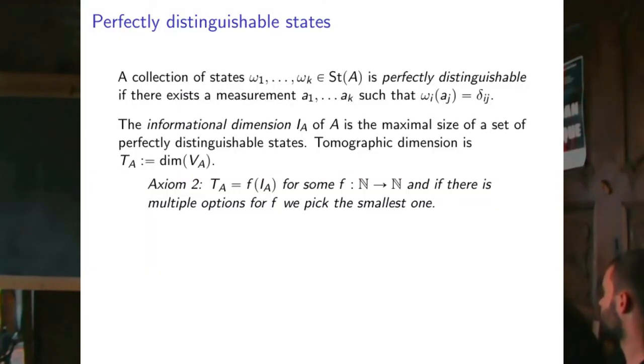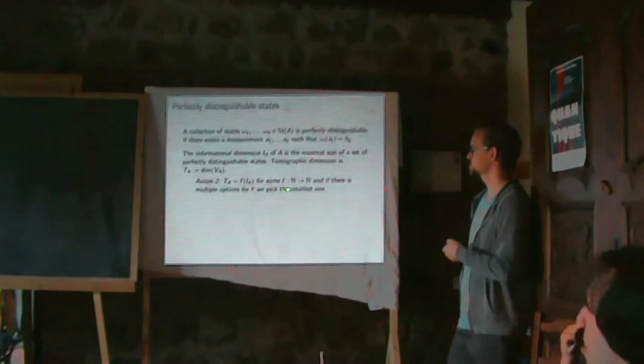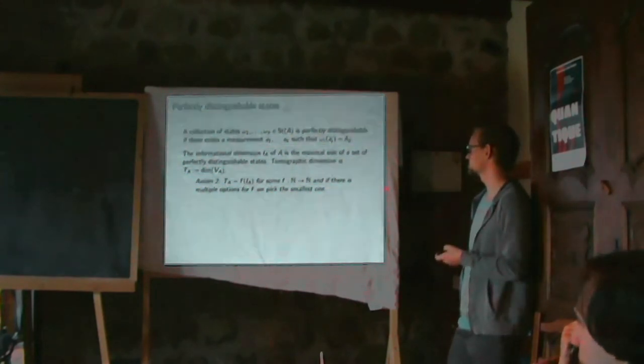Okay, and so what does axiom 2 say with these definitions? It says that for any system A, there's a single function F for the theory, such that for every system A, the informational dimension is related to the tomographic dimension in this manner. And if there are multiple options for F given our restriction, then we pick the smallest one. It's not super natural, but it works.